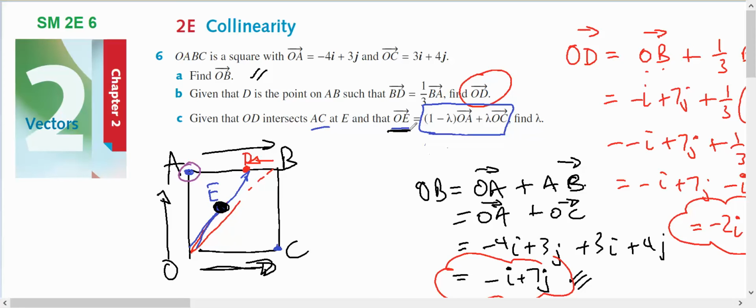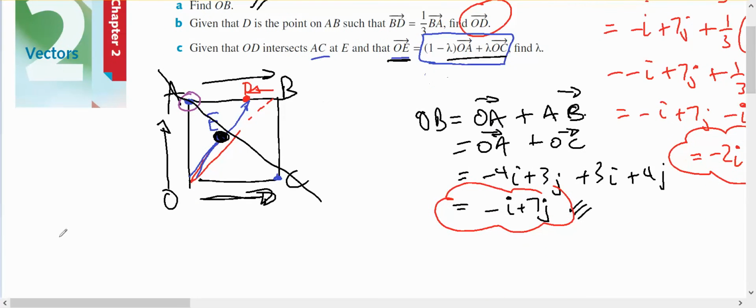And that OE equals this. Now this is the rule for collinear, because collinear said that E would equal 1 minus m times A plus m times B, where m in this particular case is lambda, and OC is the same as C, and OA is the same as A, and E is the same as AC. So we're really trying to prove that these are collinear.